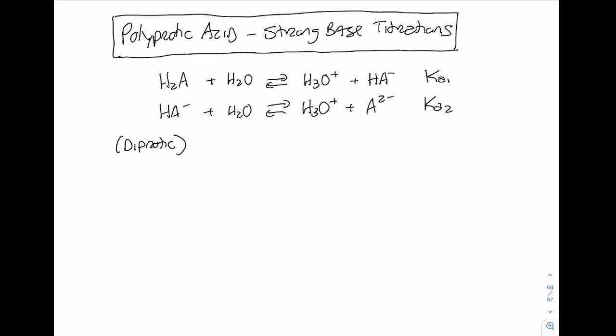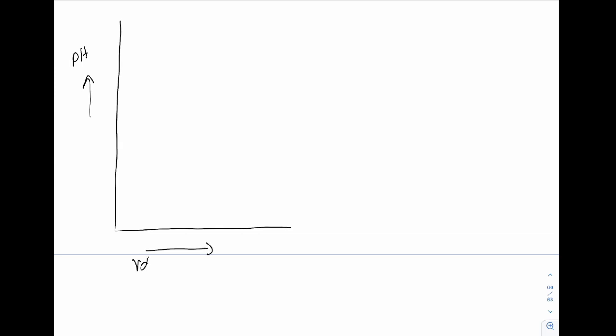And we're going to look at this conceptually. So I'm going to draw a titration curve here. So pH increasing on my y-axis, volume of base added increasing on the x. And we're going to go up in pH, right? We're going to start out acidic and then kind of level off like we normally would do, but then it's actually going to go up again and then level off again.